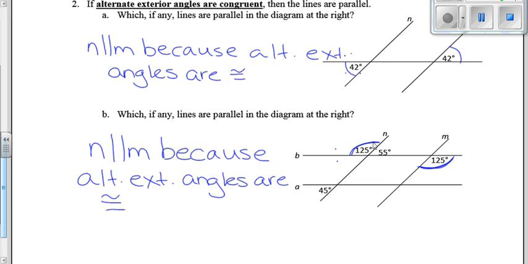Now be careful, or just notice that we're not always necessarily looking in this direction. If we have two sets of lines that run through each other, we may be looking in this direction. We may be looking in this direction, not always up and down.